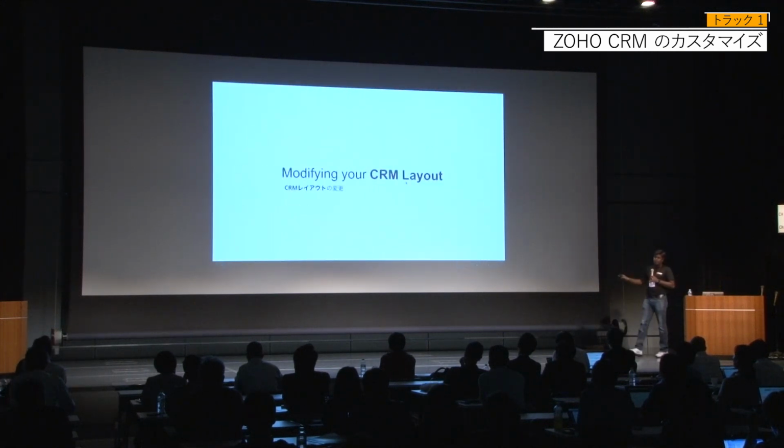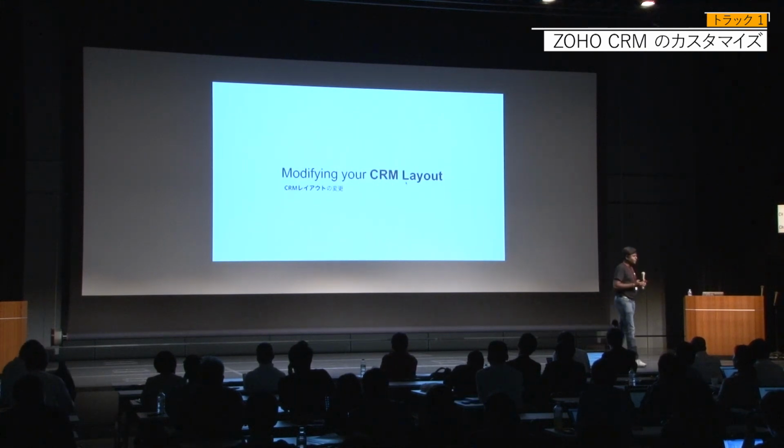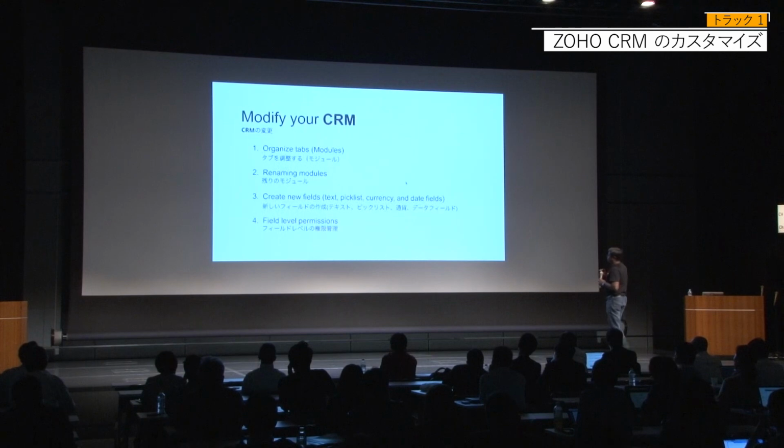Now, once you've set up your personal settings and the business information, the next step for an administrator is to go ahead and customize the layout of the CRM. Now, what do we mean by the layout? The layout is what you look at when you're entering a specific record or when you're looking at various modules within Zoho CRM. So the first thing is the different tabs that you see on the top bar.